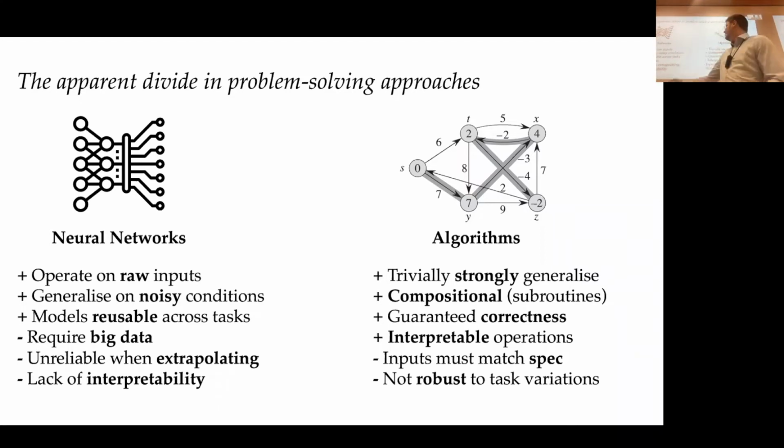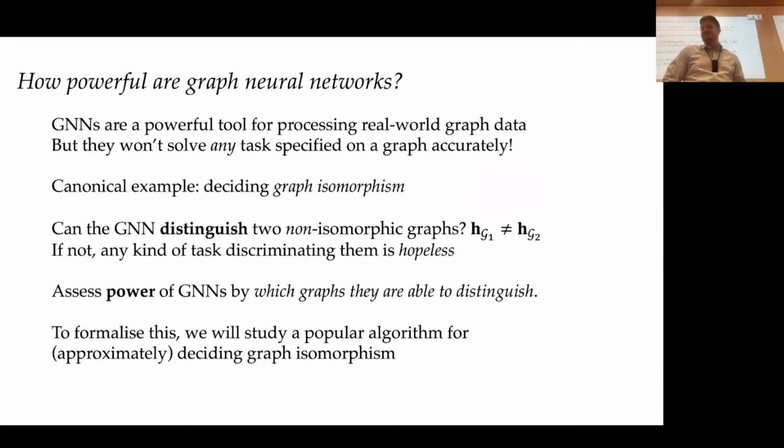But then again, algorithms are not robust to changing the task. So you change the task a little bit, you have to throw out your algorithm and write a new one. Whereas neural networks can work directly on raw data and generalize over noisy conditions.